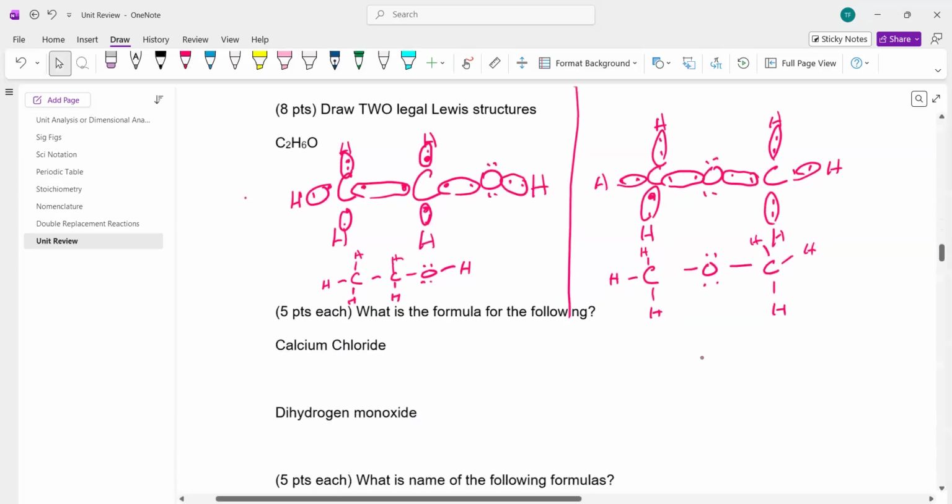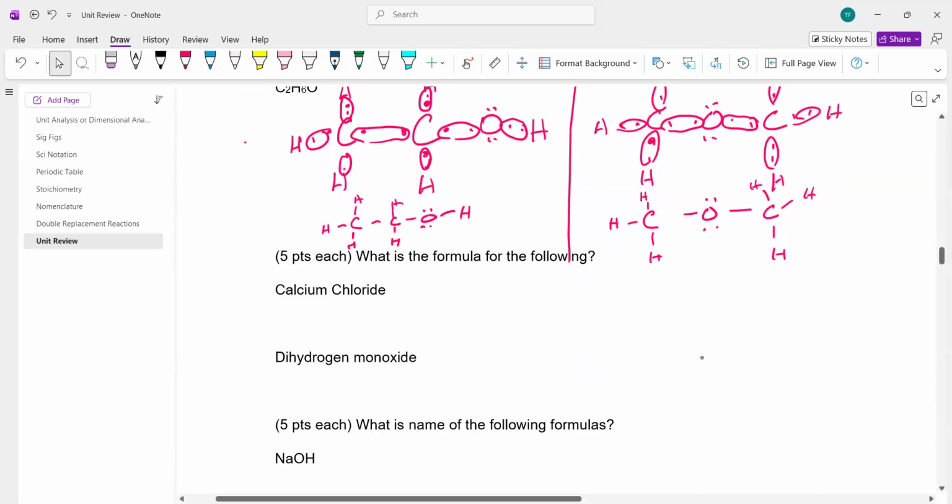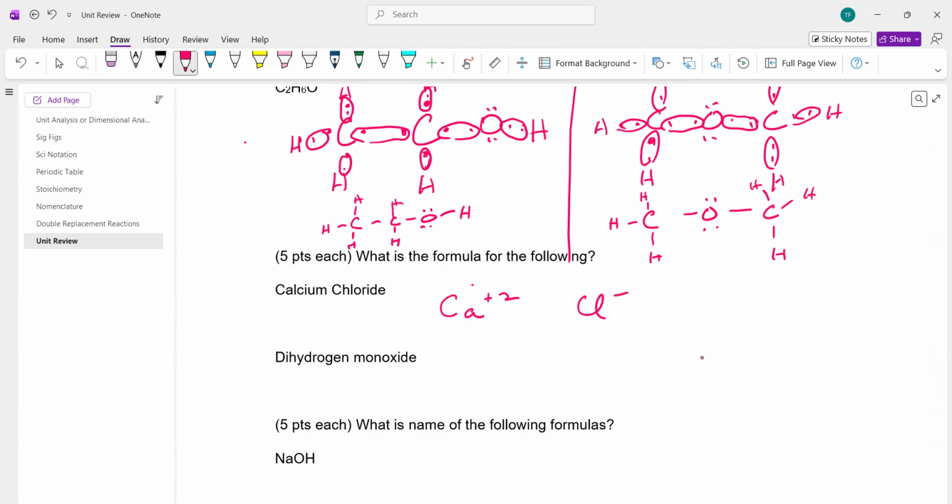Okay, what's the formula for the following? Okay, we're on nomenclature now. You need to have your common ion table out, which I gave you, as part of the test. It's towards the back 2 pages. Okay, so calcium is +2. Chloride is a -1. So to balance this compound, the charges have to be net zero. Right now, as written, it's not net zero. We need 2 of these. Now it's net zero. So it's going to be calcium chloride.